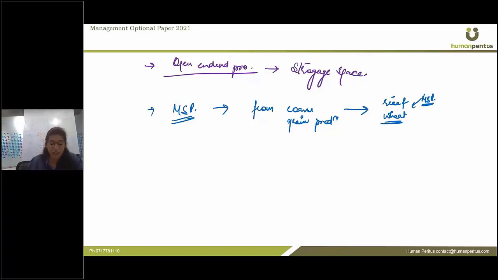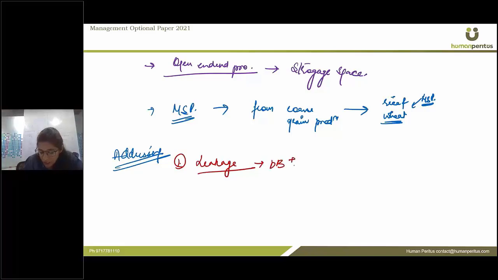Now, how would we address them? Addressing them should also be written in the answer. Now, how can we address the leakage issue? First, we talked about the leakage issue. The leakage issue can be sorted out with the help of DBT, which the government has actually started. It has given the option to the state governments that they can give the benefits in terms of cash or in terms of kind also.